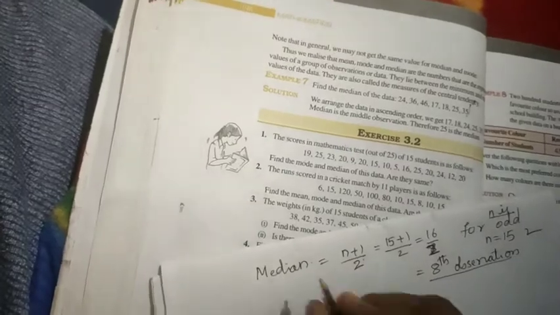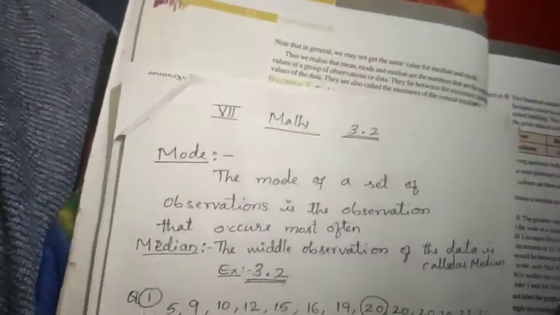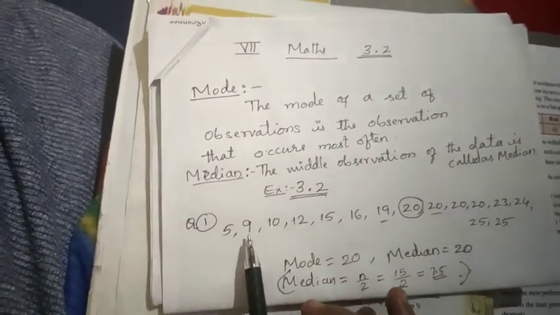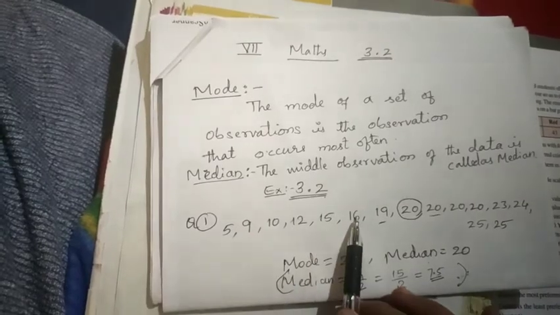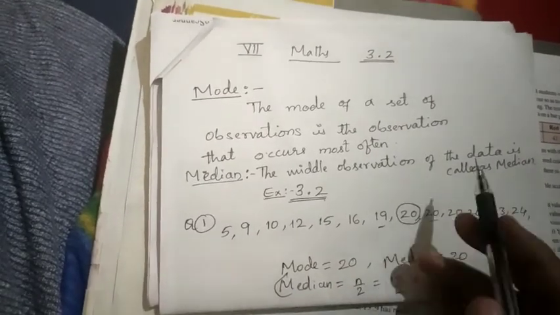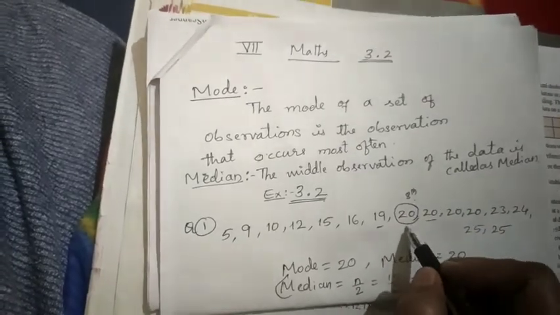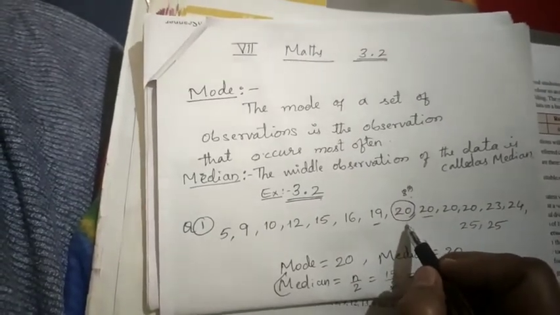The 8th observation is the median. What is the 8th observation? Let's count this. If you observe the data, 1, 2, 3, 4, 5, 6, 7, 8. Exactly, this is the 8th position of the observation, which is the median of this data.